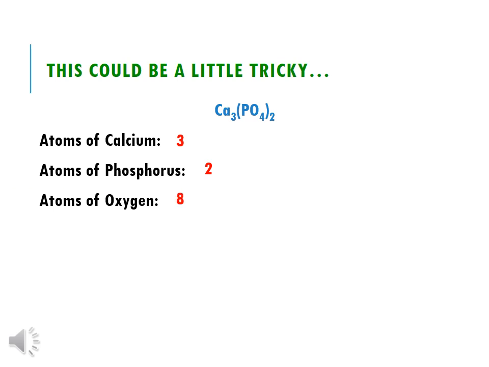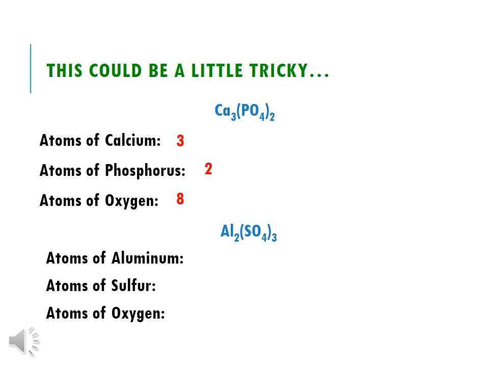So let's hope you got it right. Let's try another one. Al2(SO4)3. This is aluminum sulfate. So pause the video and see if you can figure out how many atoms of aluminum, sulfur, and oxygen there are. Okay, you got it? Okay, there are 2 atoms of aluminum because of the subscript 2.